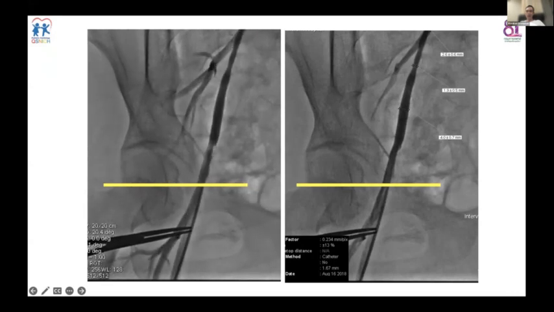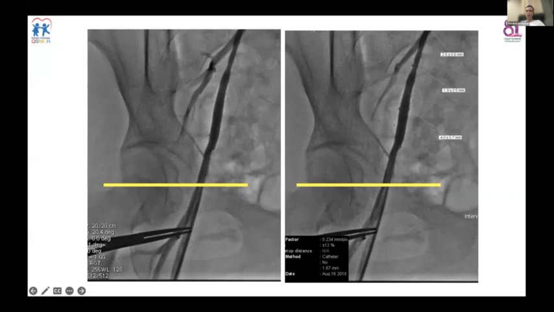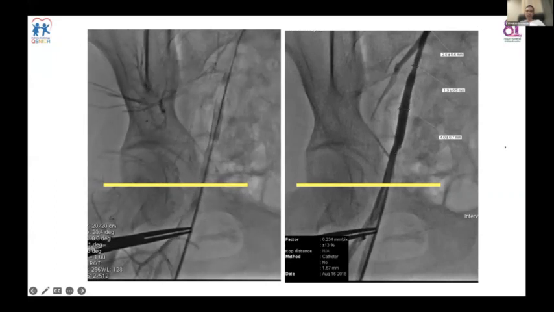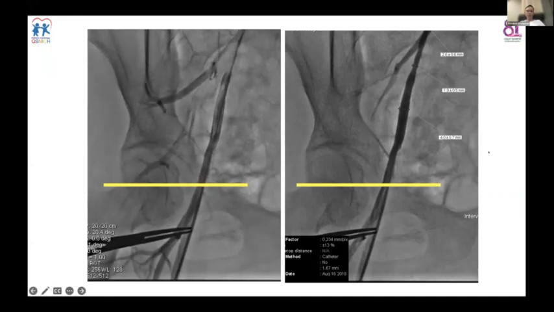You need to make sure of the size of the vessel that you're going to deal with, and sometimes you may get spasm of the vessel. So make sure that you treat the vessel well before you engage that kind of vessel with a bigger sheath, like 12 or 14 French in adults.